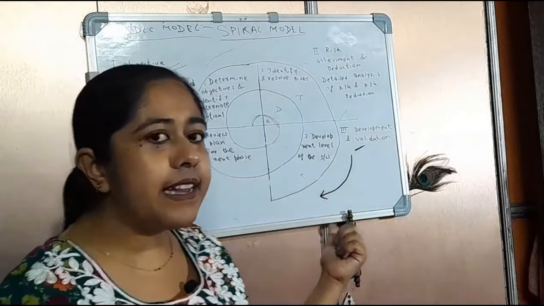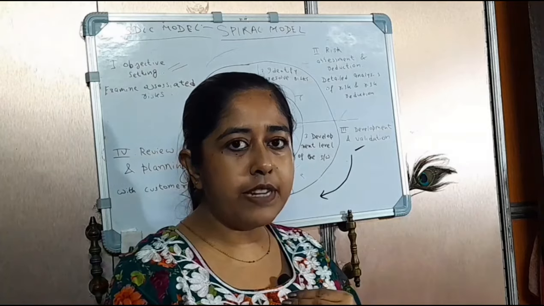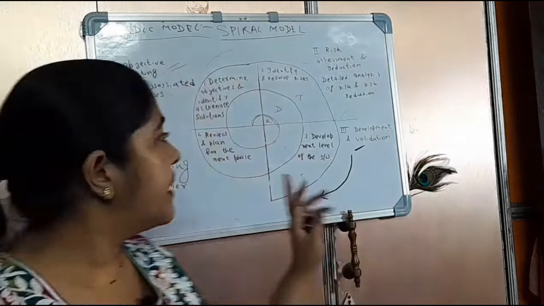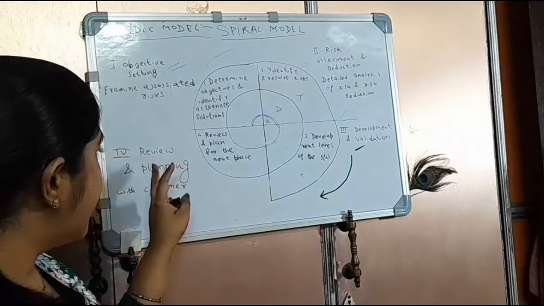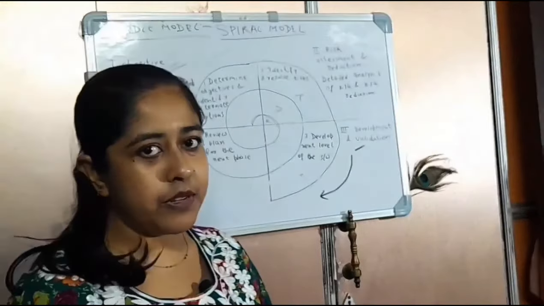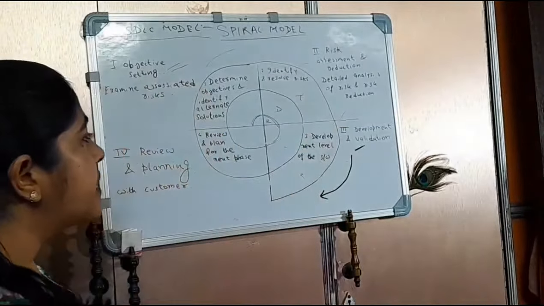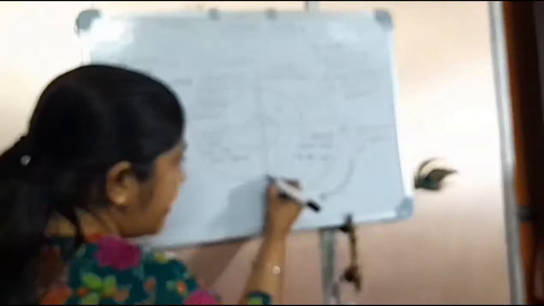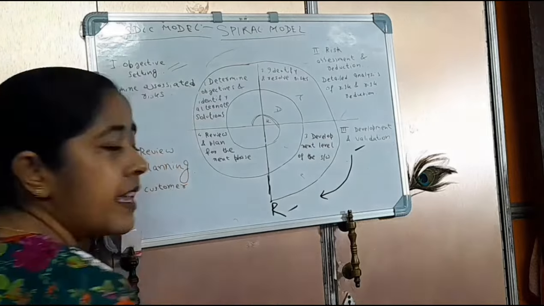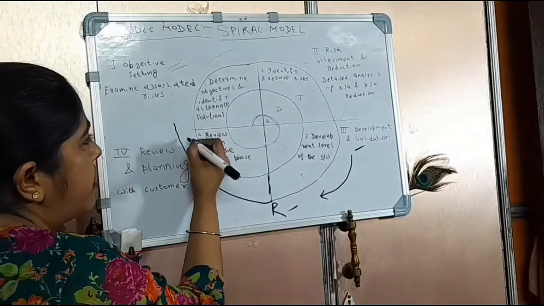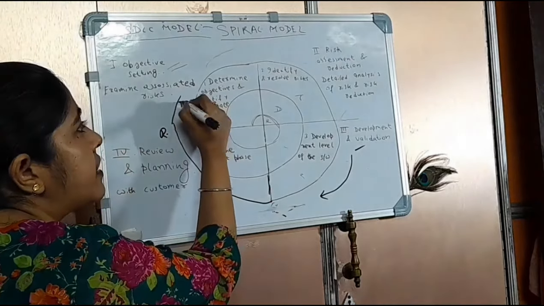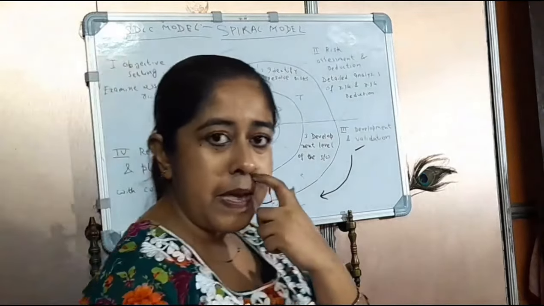So you can see that after we review that plan with the customer, that means we are going to take the feedback of the customer in our fourth quadrant. That is review and planning with the customer. So these are the 4 steps. After this step, suppose your requirement phase is done. Now from here you are going to start a new phase, that is your designing phase.